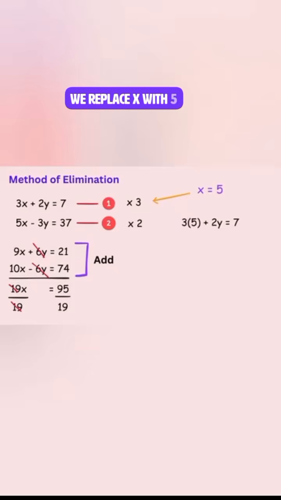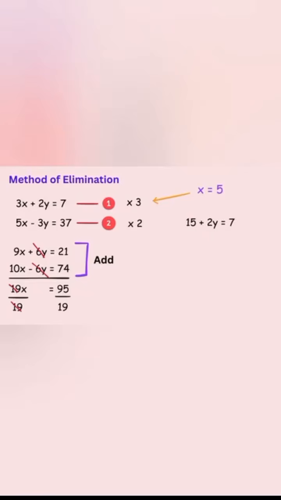We replace x with 5. 3 times 5 gives 15. We subtract 15 from both sides, which leaves 2y equals minus 8. Finally, we divide both sides by 2, and we get y equals minus 4. See, it was so simple. This is how the method of elimination works.